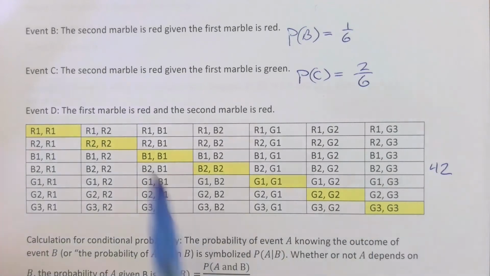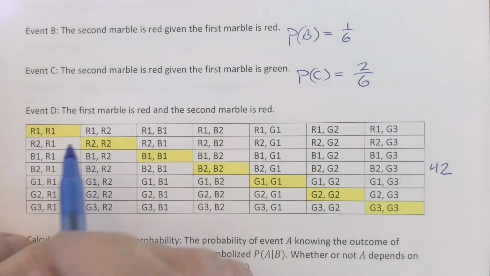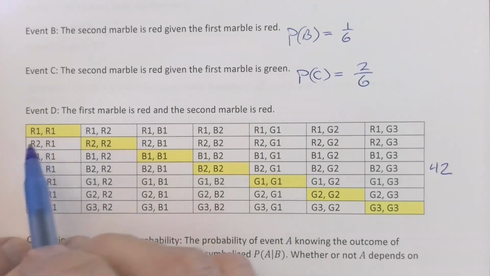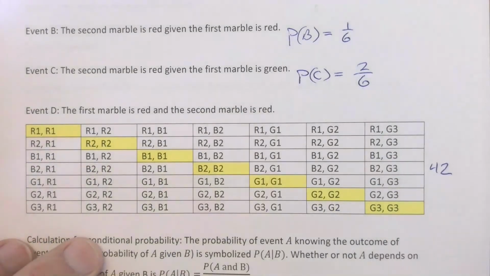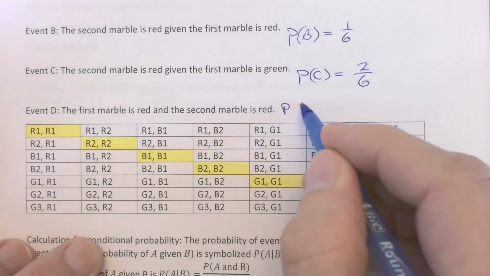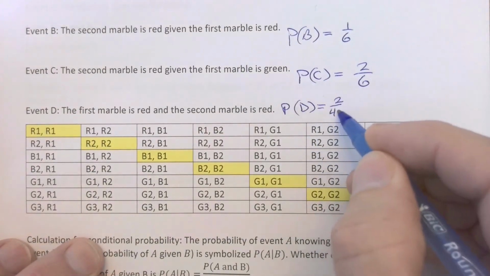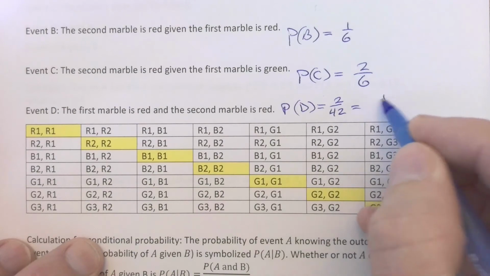But anyway, we can get what we want here, and there's 2 ways to do it. You can draw red marble number 1 followed by red marble number 2, or you can draw red marble 2 followed by red marble number 1. So there's 2 ways to get what we want. So the probability of event D is 2 out of 42, or 1 out of 21.